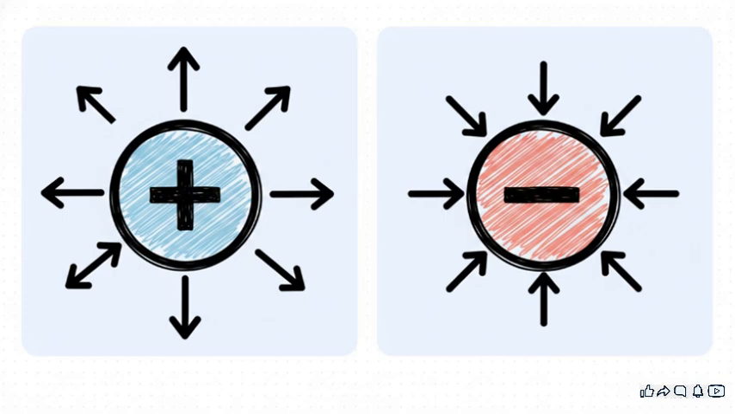For positive charges, the field radiates outward. It pushes away from the source. But for negative charges, the exact opposite happens. The field points inward, pulling directly toward the source. Honestly, if you can just remember this basic push and pull, outward and inward rule, you've already unlocked the fundamental behavior of how these invisible fields originate and terminate in space.